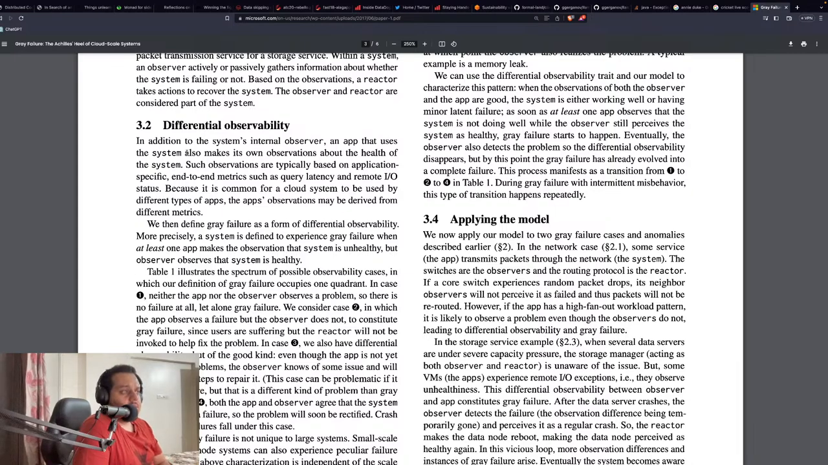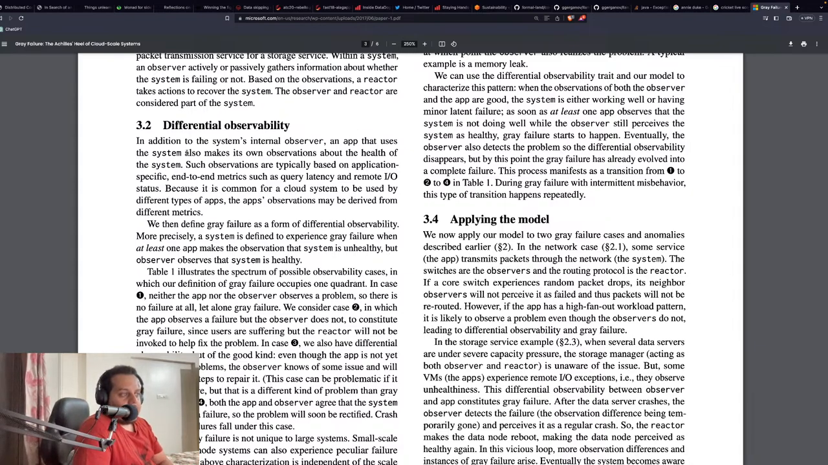Such observations are typically based on application-specific end-to-end metrics such as query latency and remote I/O status, because it is common for a cloud system to be used by different types of apps. So every app has its own way to check whether the system is working or not.